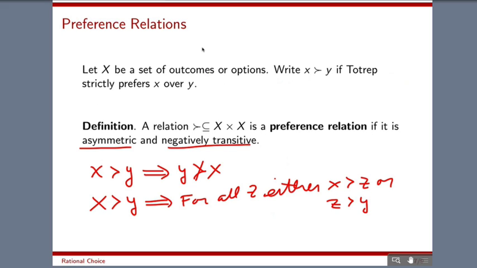So that's negative transitivity. So if we say that Totrep has a preference relation, or we assume that an agent has a preference relation, what we mean is that the agent's preferences are represented by some relation that satisfies these two properties, asymmetry and negative transitivity.